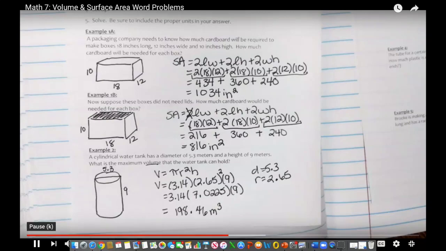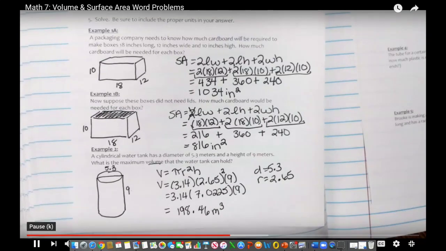And of course, I rounded that. There's a lot more decimals that come after here. I rounded it to the hundredths place.